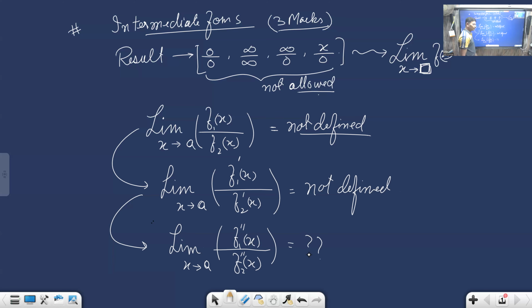If you get it, very good. If you don't get it, repeat the step. If you get 5, 10, 20, 25, 0, very nice. If you don't get it, you get 0 upon 0 or infinity upon infinity, then you keep on differentiating it until and unless you get a defined value. This is the method of solving these indeterminate forms.